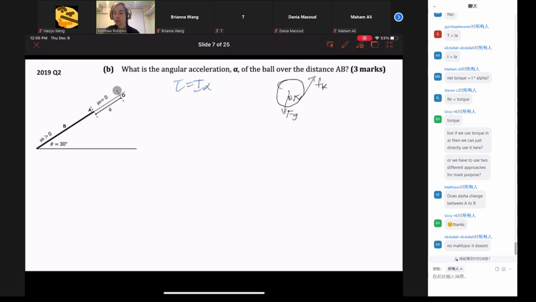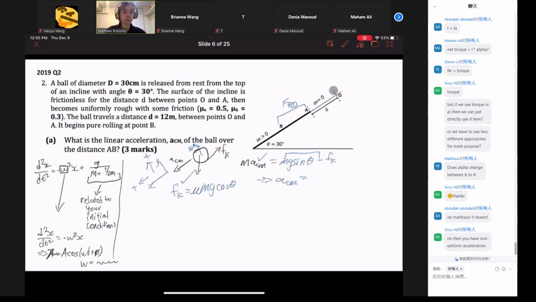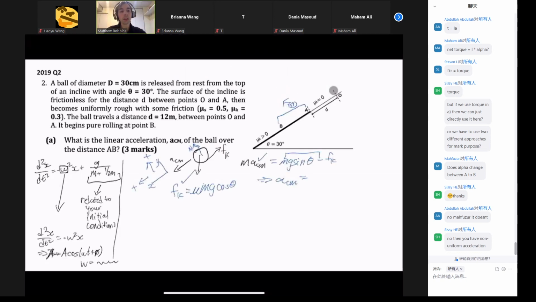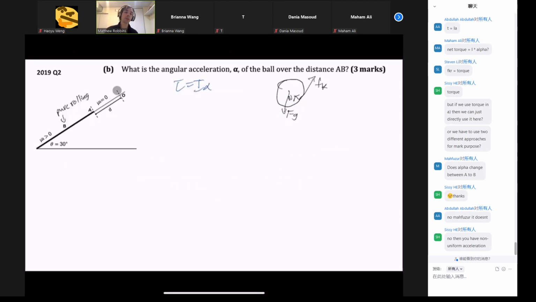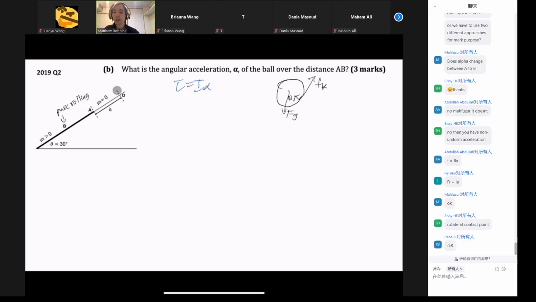Will the ball reach pure rolling over the distance AB? Yes, at point B, this is where we have pure rolling. So let's talk about torques. How would I use torque? What's going to be my net torque? How would I calculate everything? Torque is equal to Fk times our rotation at the contact point.